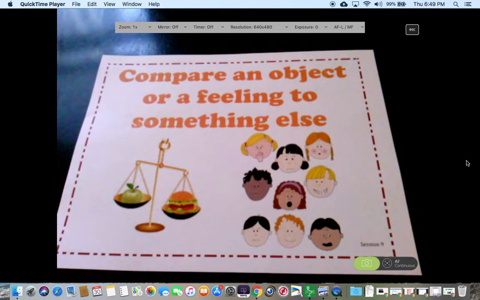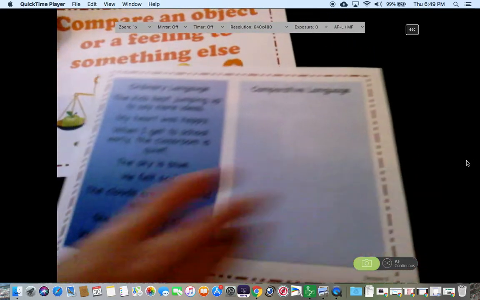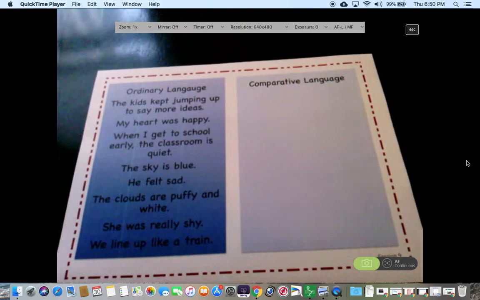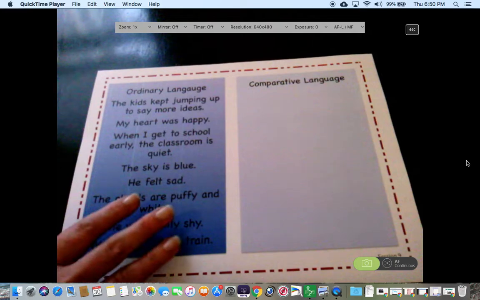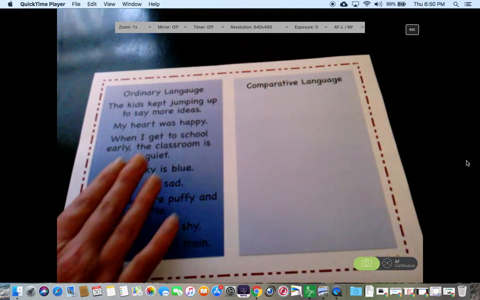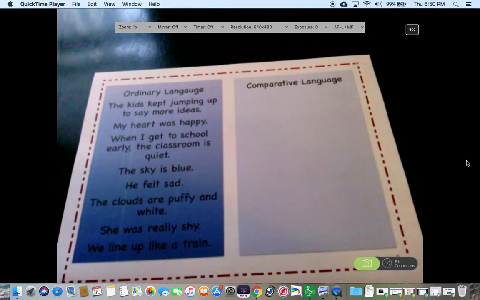So, when we use ordinary language, we might say something like, the kids kept jumping up to say more ideas. My heart was happy. When I get to school early, the classroom is quiet. The sky is blue. He felt sad. Clouds are puffy and white. So this is just using ordinary language. It's not really doing anything special with what we want to say.